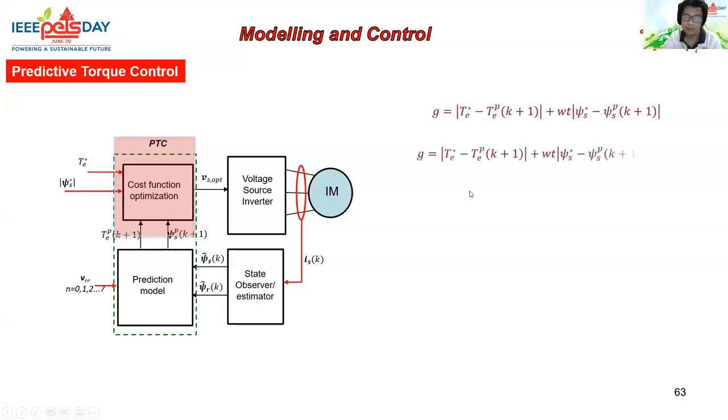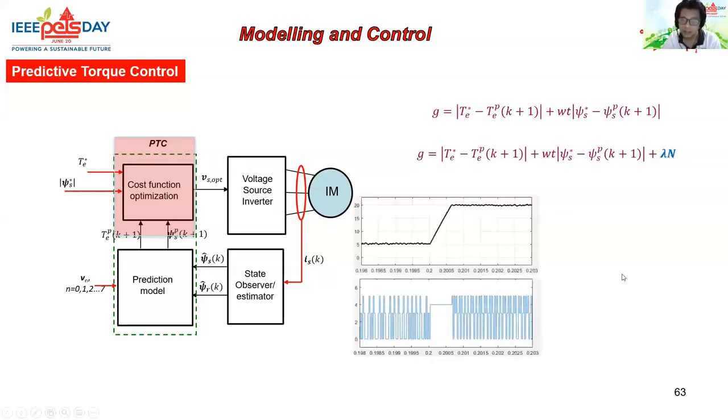You can add constraints to this. For example, if you add a constraint on the switching number here, where n is the difference between the predicted switching states and the previous states, then that will also be minimized, which means that we will try to minimize the switching frequency of the inverter by adding that simple term in the cost function.